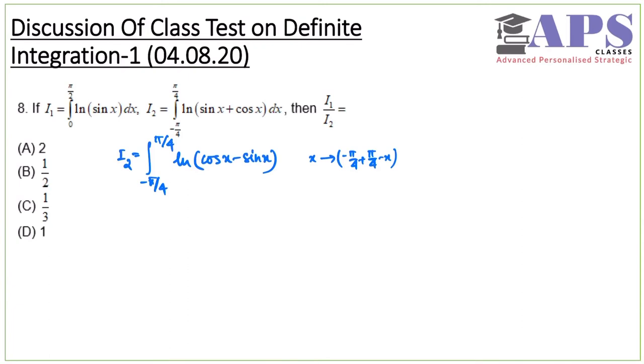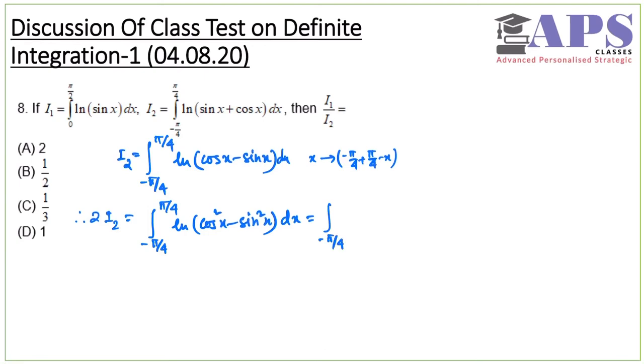Now I can add these two I2s. So I get therefore 2I2 is equal to integration minus pi by 4 to pi by 4. If I add these two log terms, the inside part will get multiplied. So it will be log of cos square x minus sin square x, which is nothing but log of cos 2x dx. That is minus pi by 4 to pi by 4 log of cos 2x dx.